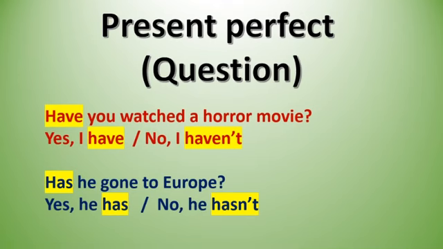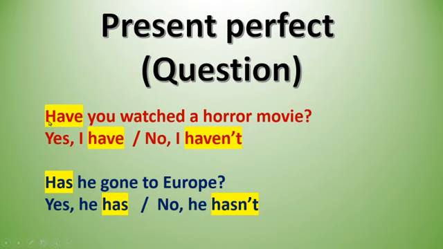Okay guys, welcome back. We're going to check today the present perfect but in the last form: questions. Now, as you can see, we have two questions. The first question is in first person: Have you watched a horror movie? And the second question is in third person: Has he gone to Europe?